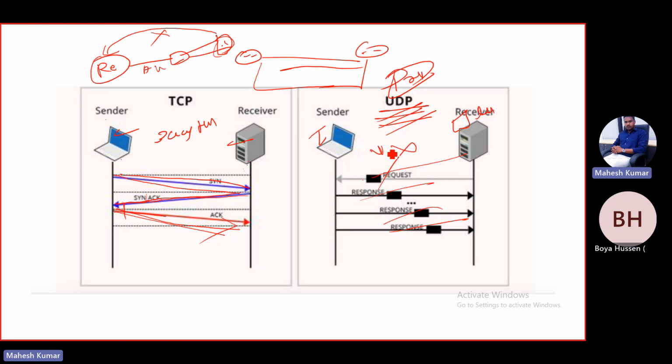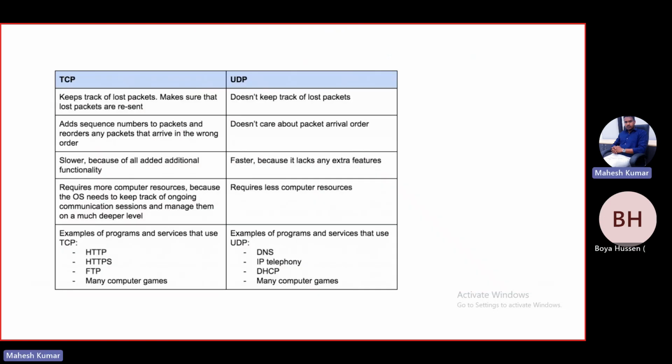So in this voice call or video conference, we are using the UDP protocol. Where we are sending data over HTTP or other things, at that time we are using TCP. These are some key points about TCP and UDP. TCP keeps track of lost packets and makes sure that lost packets are resent. When any service is working under TCP, if a packet is lost, it will resend the packet. UDP doesn't keep that kind of tracking.